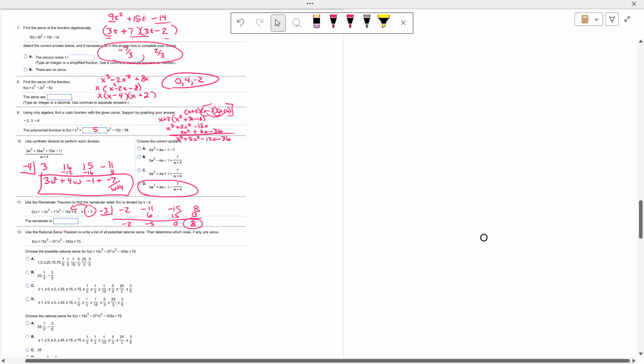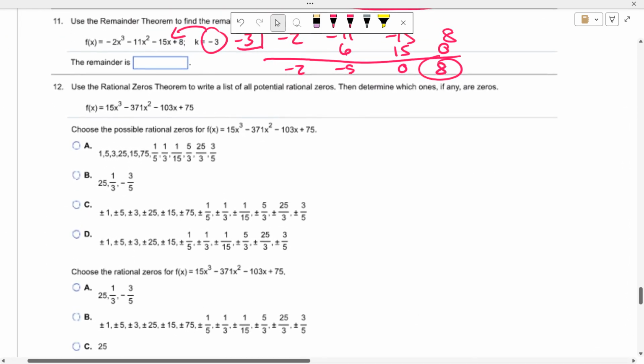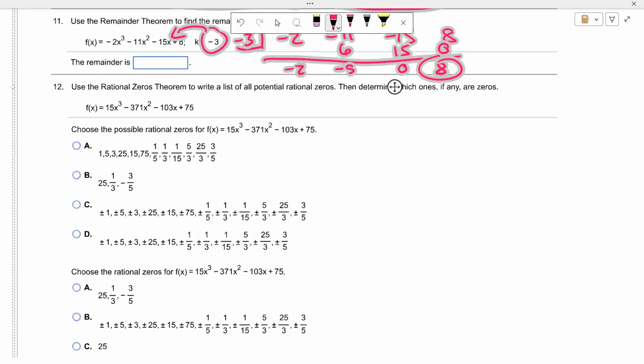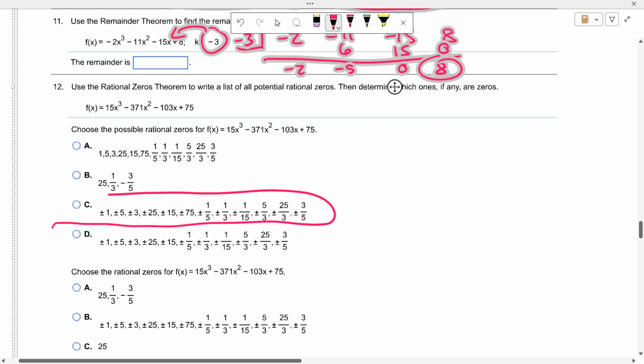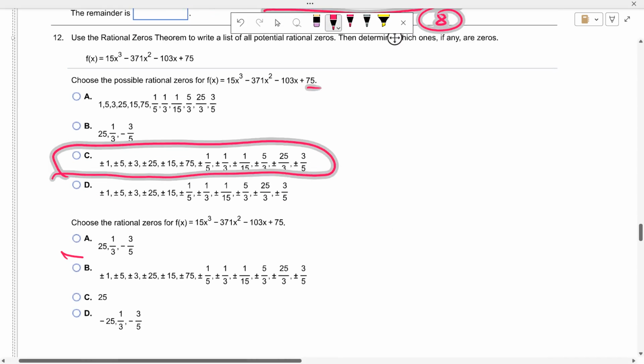This is one we did. Whoops. This is one we did when we were practicing. Same exact problem, I think. So it's the 75 one because you have to have all the factors of 75, and this isn't the only one with all the factors of 75. And I think it was this one.